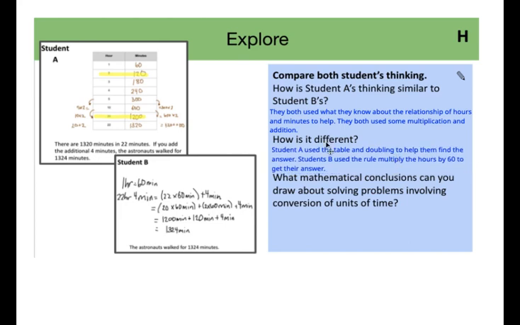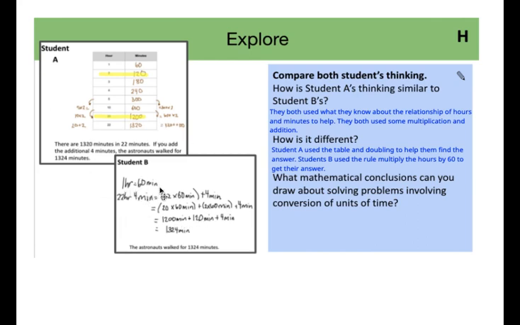So we see that student A used the table. They found what 20 is by doubling. They did 10 times 2, which gave them 20, which gave them 1,200. And then they added the 2 hours to get 120, which was something that we did as well. And then they added the 4 more minutes to get the total.